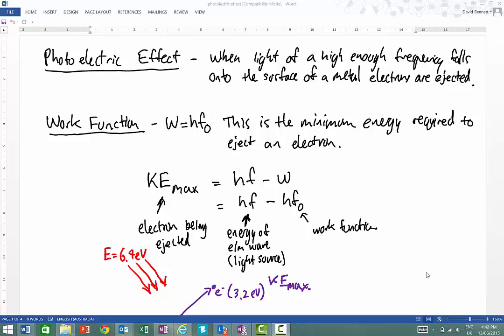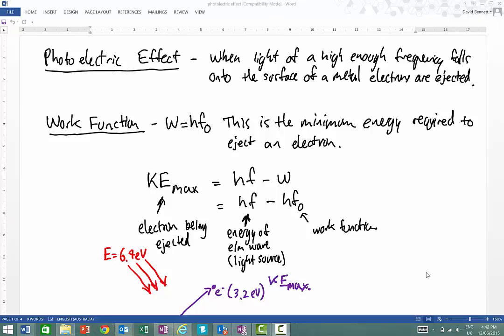Today we're going to be looking at a thing called the photoelectric effect. What it means is if you shine light onto a metal surface, and metals have delocalized electrons, what can actually happen is you can eject electrons from the surface. There's a thing called a work function of the metal, and that's the minimum amount of energy that you need to supply to eject this electron.